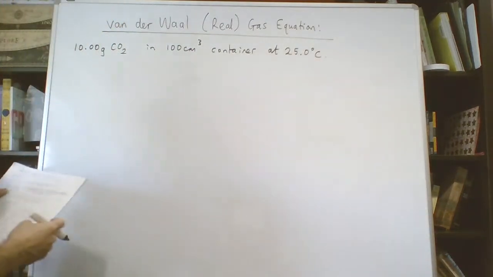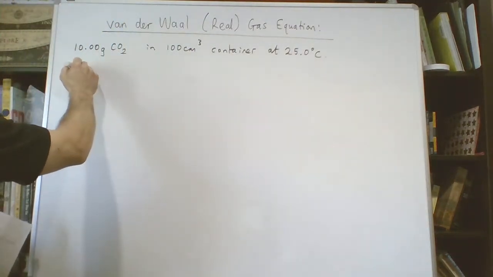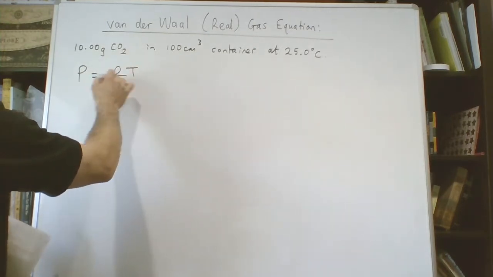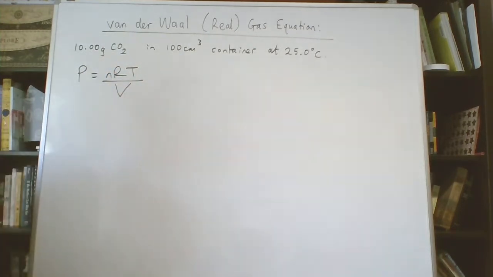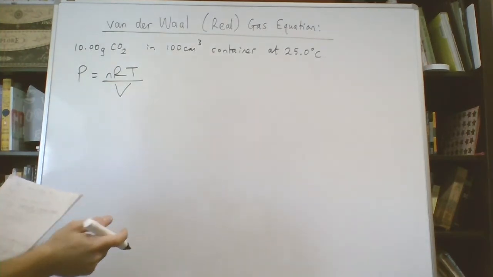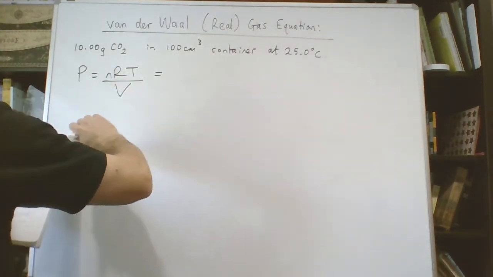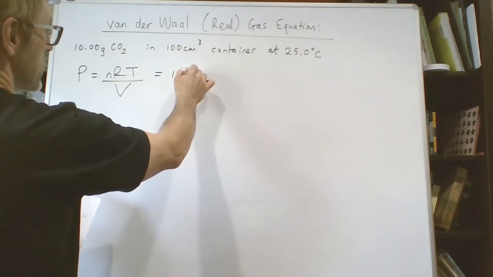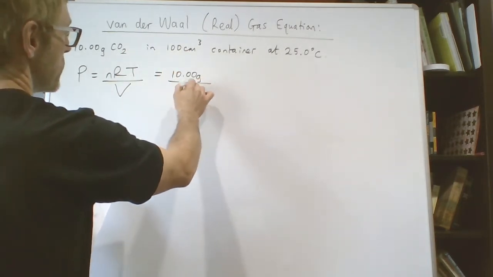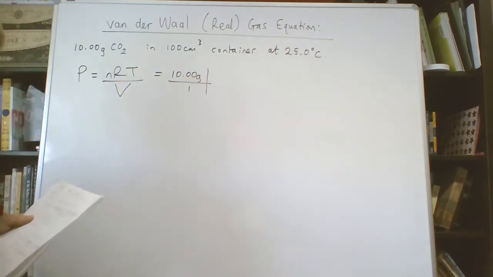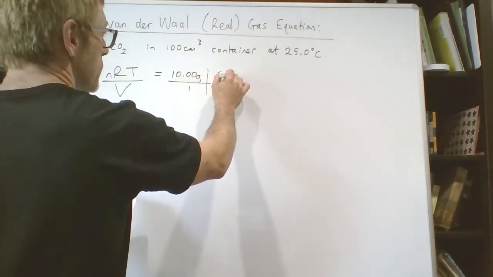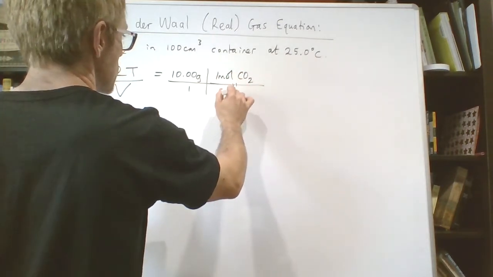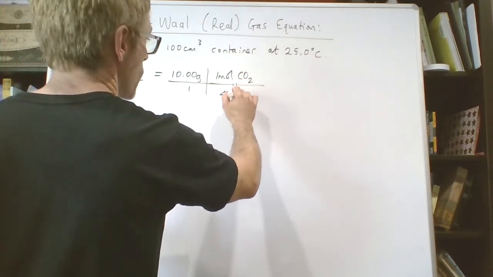So we'll start with the ideal gas equation first. If I calculate the pressure, P is nRT over V, that's our ideal gas equation. And if I plug the numbers in, for n, I've got grams, so I need to convert that to moles. So 10 grams, I convert that to moles by setting 1 mole of CO2 equal to its weight in grams, which is 44.01.